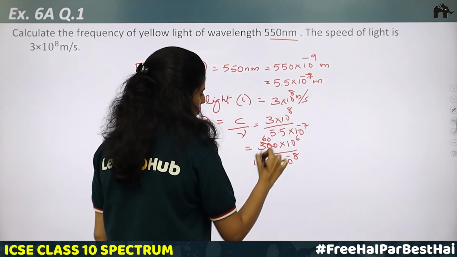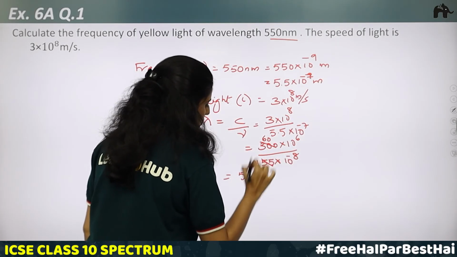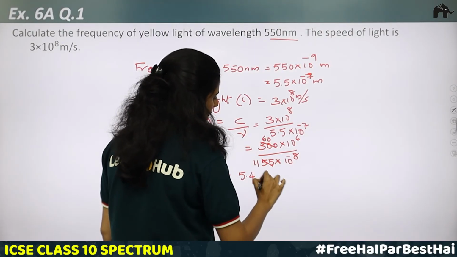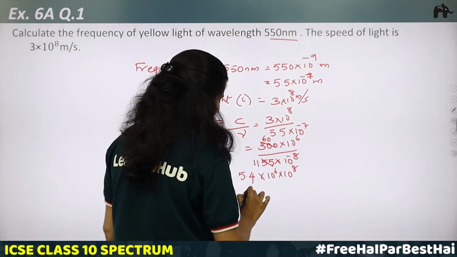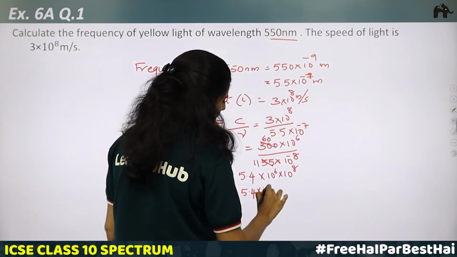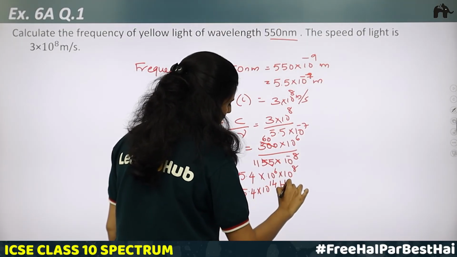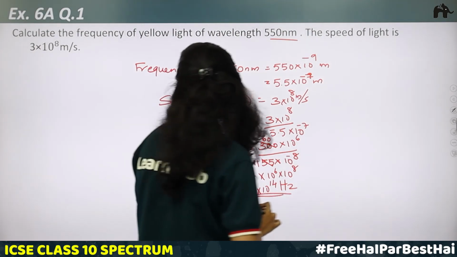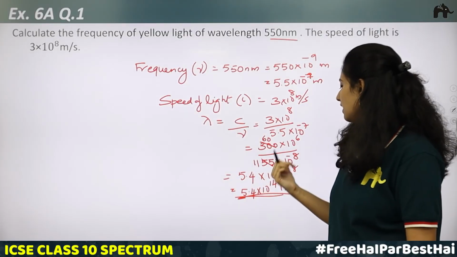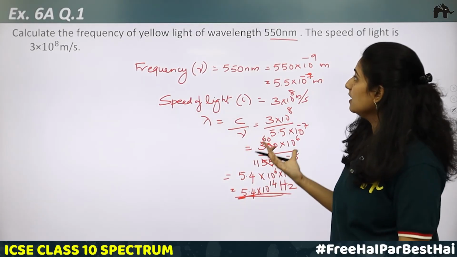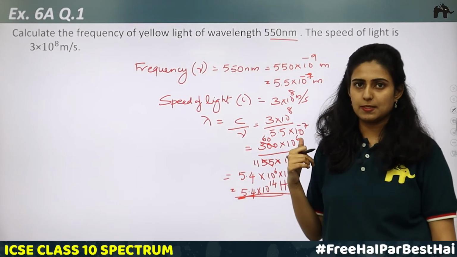1160. Okay. So on dividing, you will be getting approximately 5.4 into 10 raised to 6 into 10 raised to 8, that is 5.4 into 10 raised to 14 hertz. So the frequency of yellow light is 5.4 into 10 raised to 14 hertz when the wavelength is 550 nanometers.